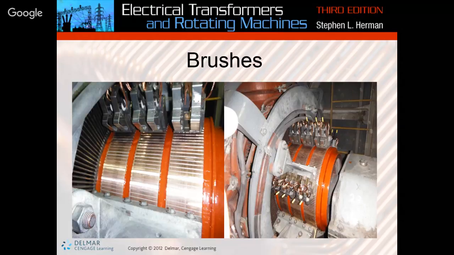So pigtails come up and hook in here to the actual armature, and this is where we transfer the rotational magnetic energy from the armature and the commutator into the DC voltage output to supply our system. Okay.